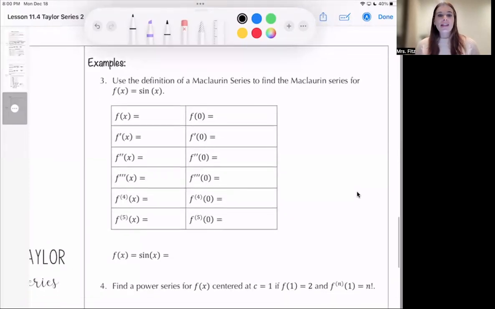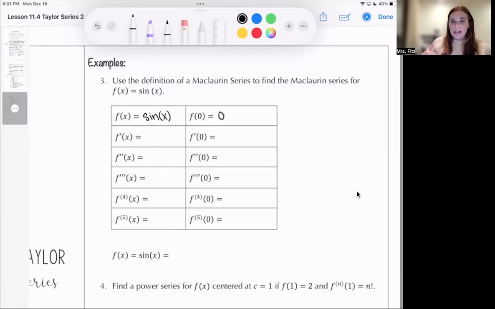Okay, so example 3 says, use the definition of a Maclaurin series to find the Maclaurin series for f of x equals sine of x. Remember, Maclaurin means it's centered at 0. This chart will not be provided for you, so you need to kind of understand how to set this up to make it really easy to find those polynomials. Okay, so f of x is sine of x. Sine of 0, okay, so sine of 0 is 0.